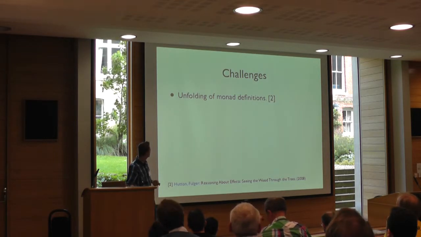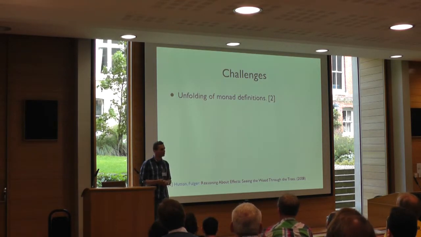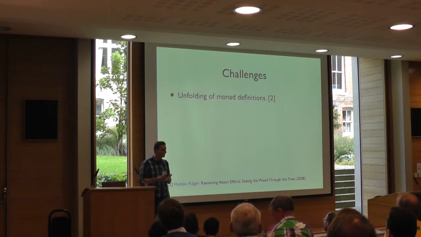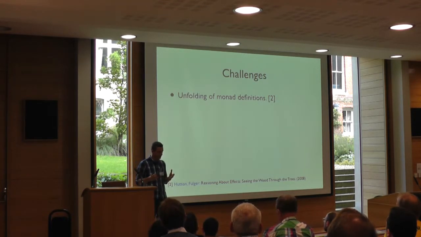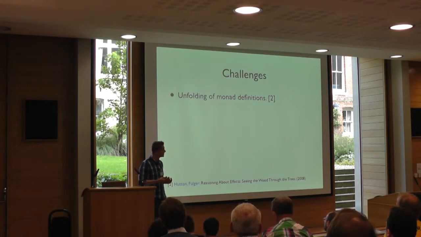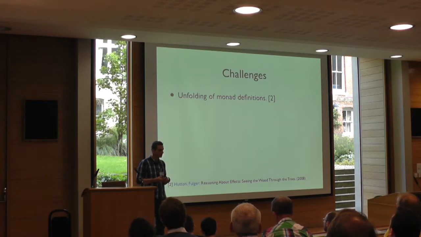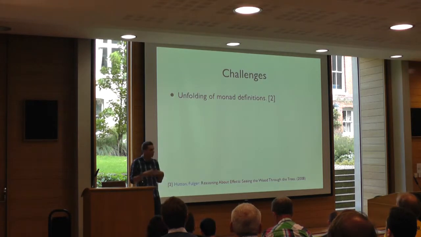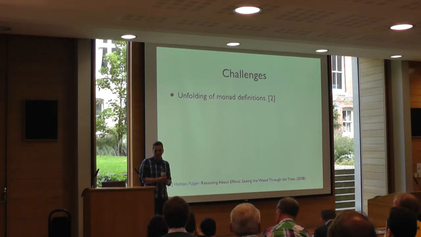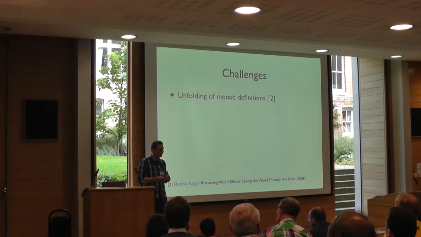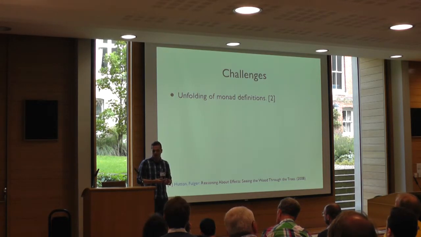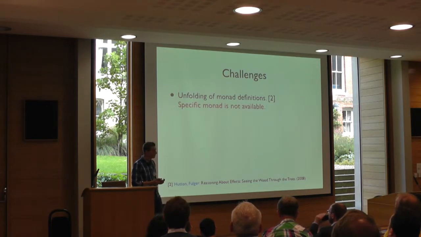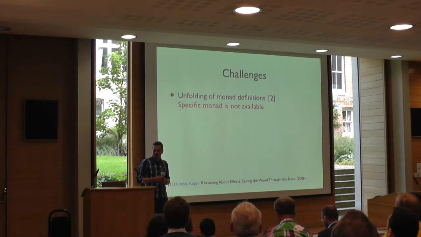Someone advises that we can just unfold monad definitions. But if we think about establishing properties about components, we don't have a specific monad available yet. The monad is fixed once we define the whole composition. But for components, we only have a constraint on them. So we can't really unfold monad definitions because it's not available.